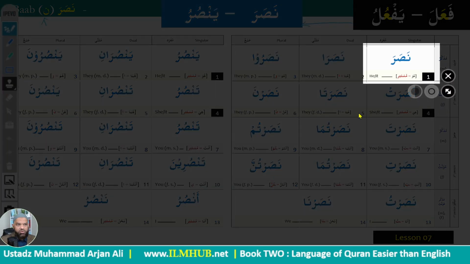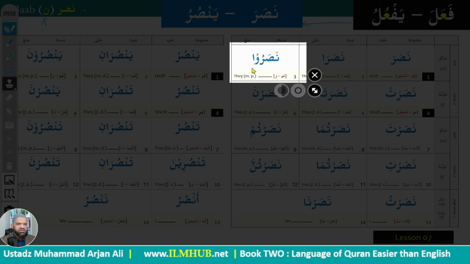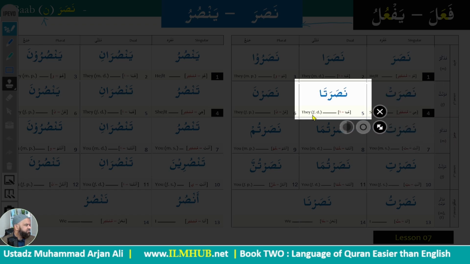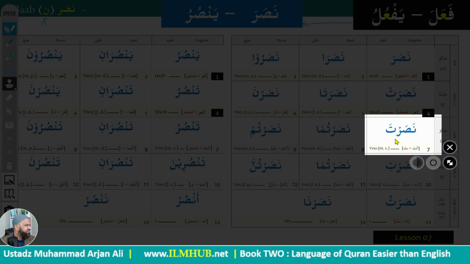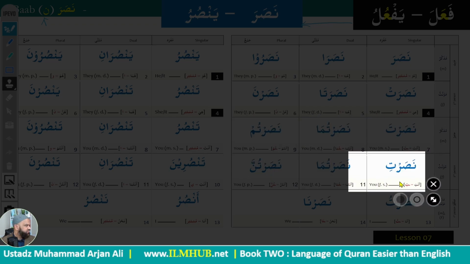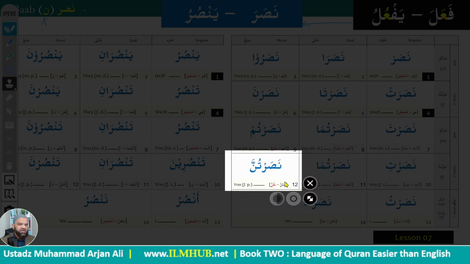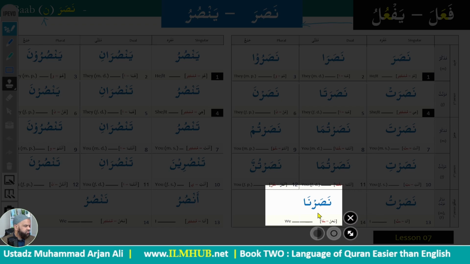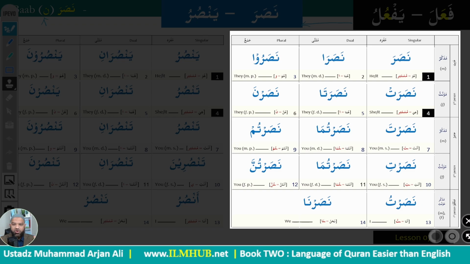So Madi, Sigha 1 will be nasara, nasara, nasaru, nasarat, nasarata, nasarna, nasarta, nasartuma, nasartum, nasarti, nasartuma, nasartunna, nasartu, nasarna. So here are the 14 sighas of the nasara pattern.